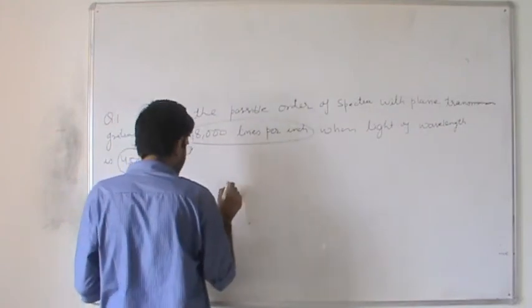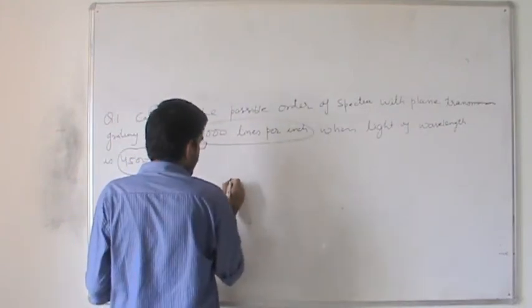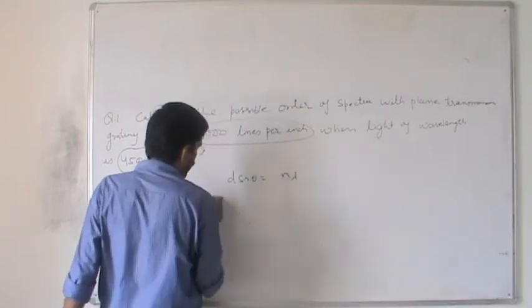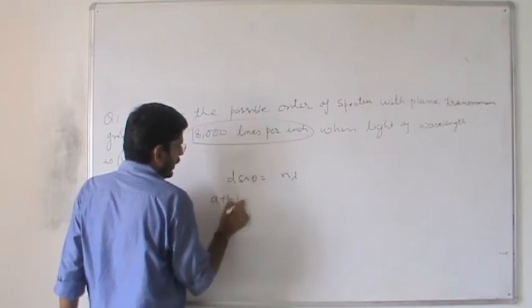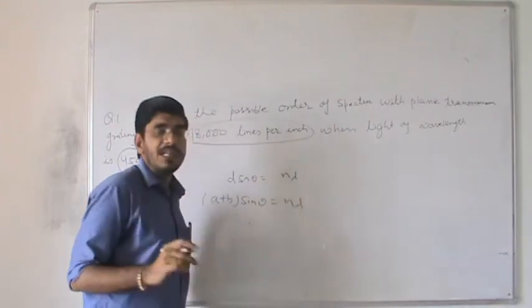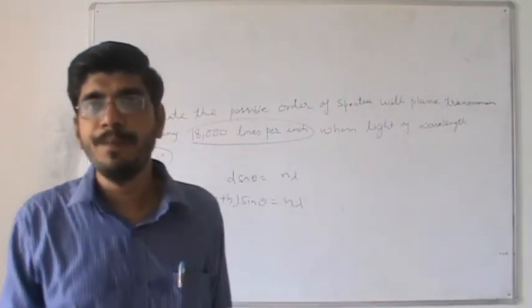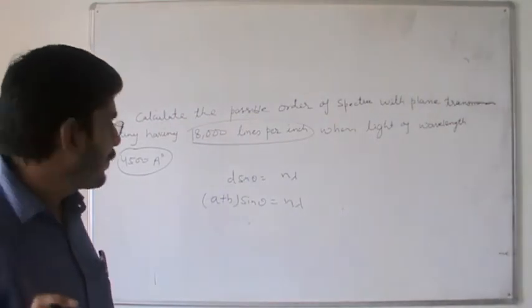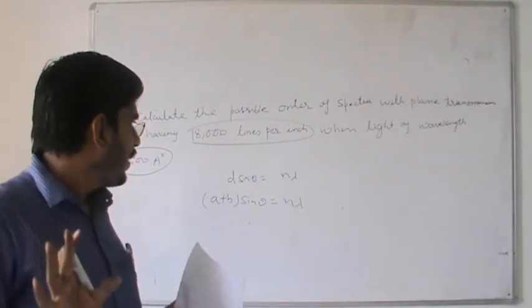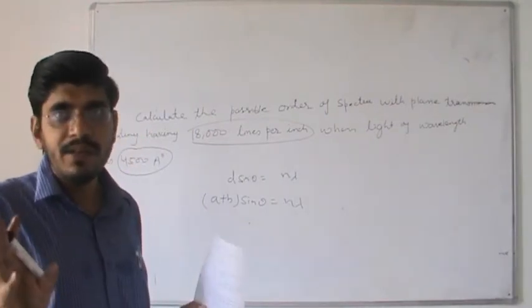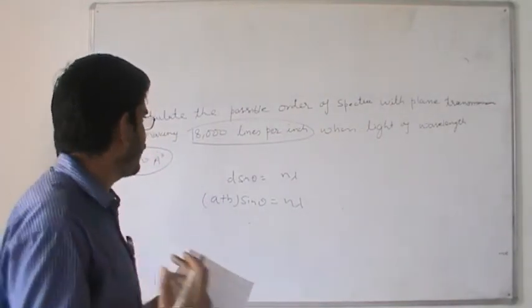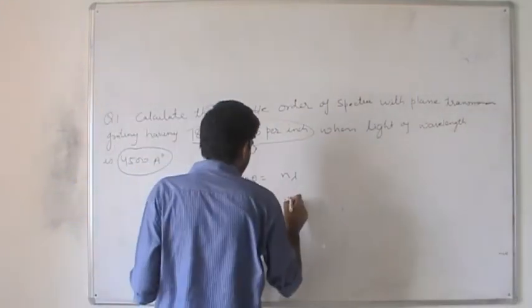So we know the formula, which is d sin theta equals n lambda, or (a+b) sin theta equals n lambda. This is the grating equation. What is a+b? a+b is the grating element. Lambda is the light wavelength, and n is the order of spectra. So we have to calculate the order of spectra.